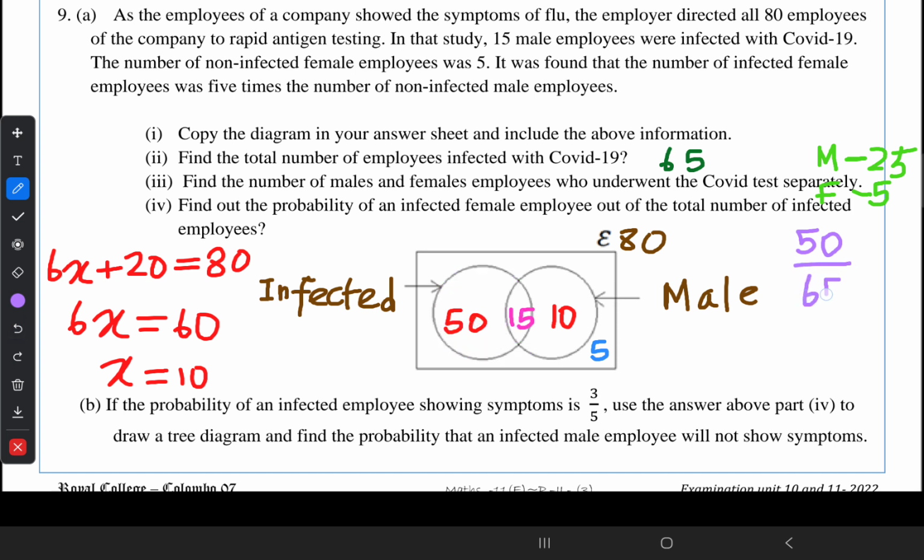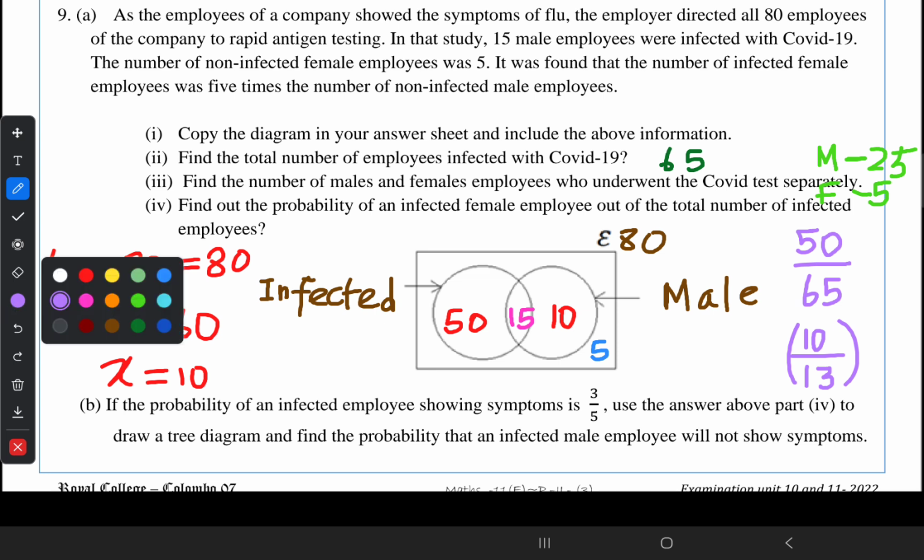So this is the probability. In simplest form, we can denote it as 10 divided by 13. This is the simplest probability to denote the infected female employee out of the total number of infected employees. That's all about here. Then move to the next question.